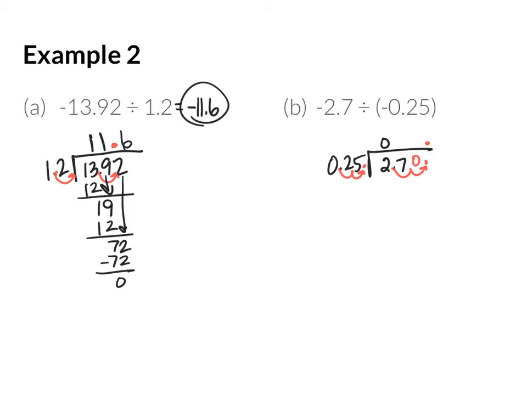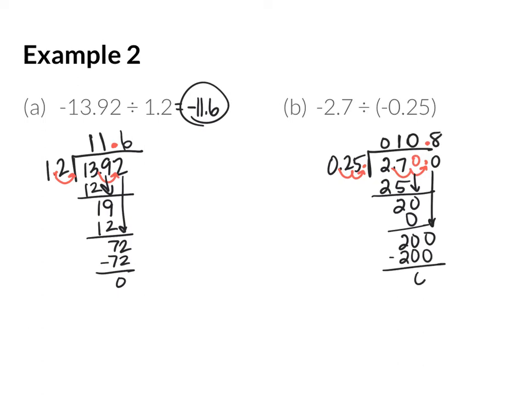25 does not go into 2, but it does go into 27 one time. I get a 2, bring down the 0. 25 goes into 20 no times. 0, 20, bring down a 0. 25 goes into 200 8 times. That gives me exactly 200 and 0. And a negative divided by a negative is a positive 10 and 8/10.